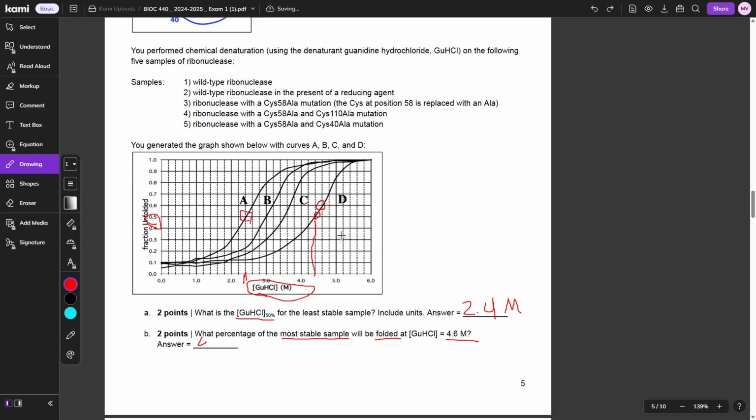So you understand how we get to the most stable sample? That's just D, because it has the highest GuHCl. It's asking for how much of it will be folded at 4.6. So 4.6 is right here. You would think that it's just 0.6, but that's because the graph is looking at the unfolded fraction. The question's asking folded. So the other 40% must be folded.